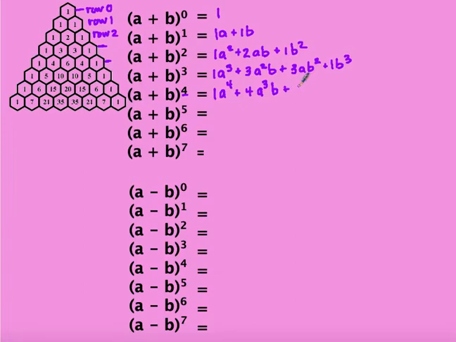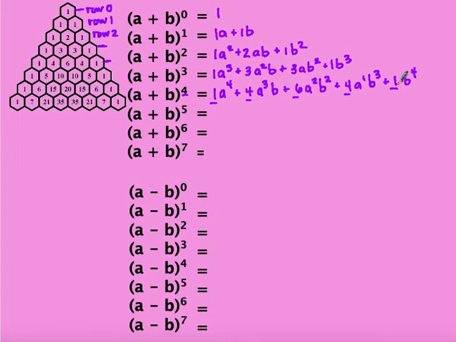Plus, my next coefficient is 6, lower my a, raise my b, plus 4, lower my a, raise my b, plus 1. When I lower my a, I go to a to the 0 power, which I can just make 1, and I raise my b to the final power of 4. So all of my powers equal 4, and you can see my coefficients that I have taken from Pascal's triangle.